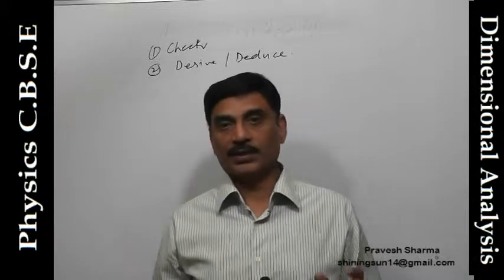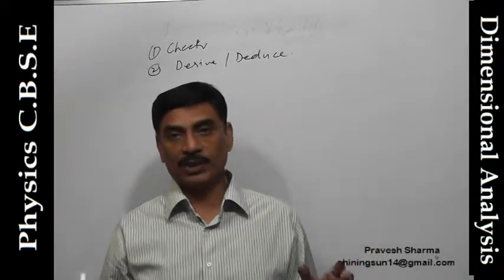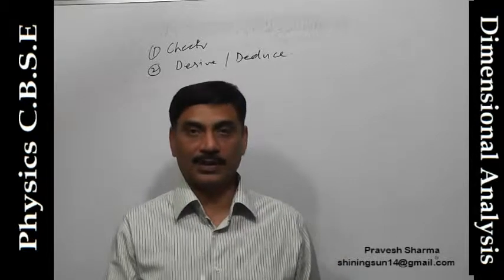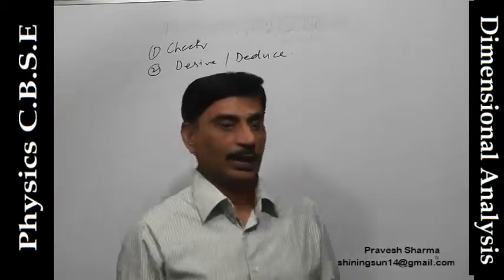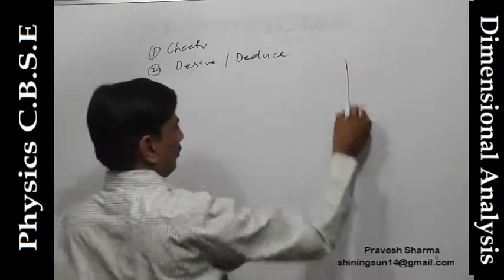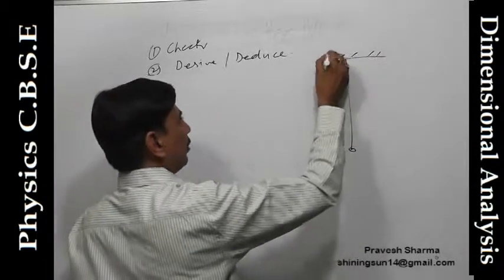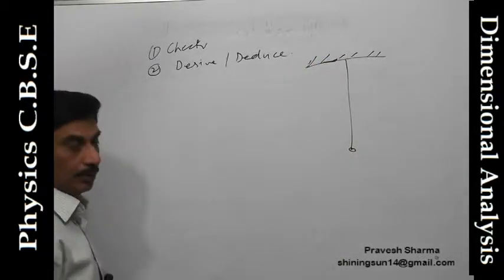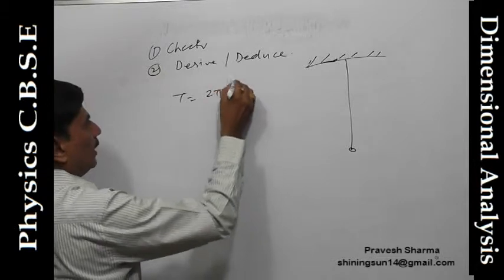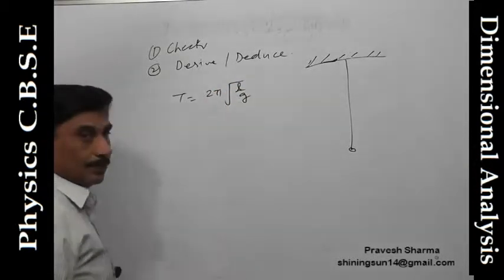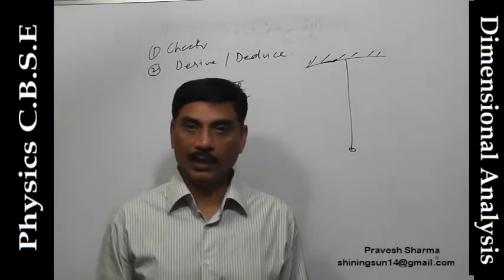If the RHS and LHS dimensions come out to be the same, the formula is dimensionally correct. If they don't, then obviously you can say this is not a correct formula. Take a simple case of a pendulum, because that is generally given in the textbooks also. The time period is given as T equal to 2 pi under root L by g.